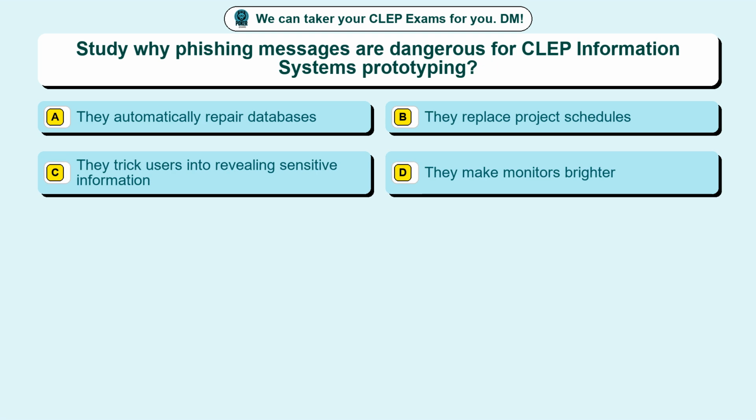Question 45. Study why phishing messages are dangerous for CLEP Information Systems prototyping. Option A. They automatically repair databases. Option B. They replace project schedules.